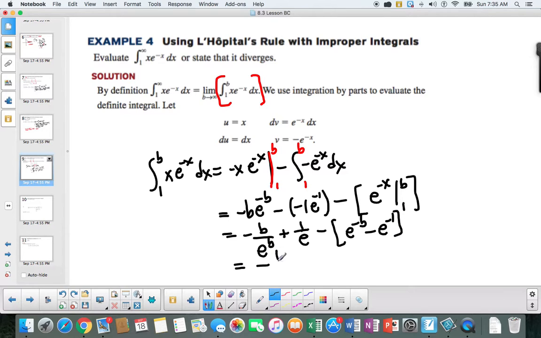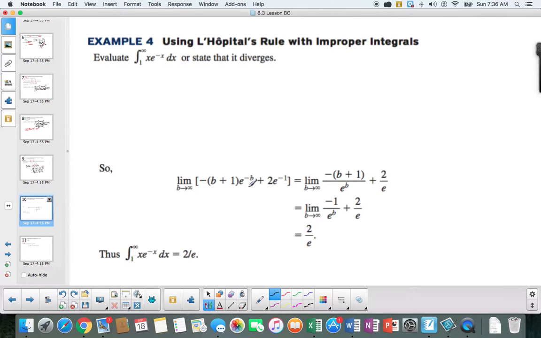So this is negative b over e to the b plus 1 over e minus 1 over e to the b, plus 1 over e. All right, so I now have an expression that I'll be able to find the limit of.